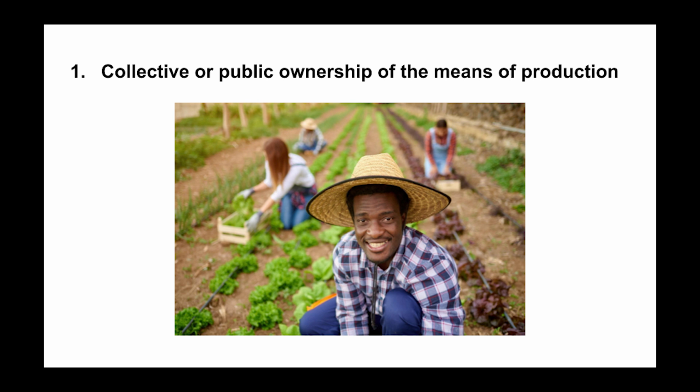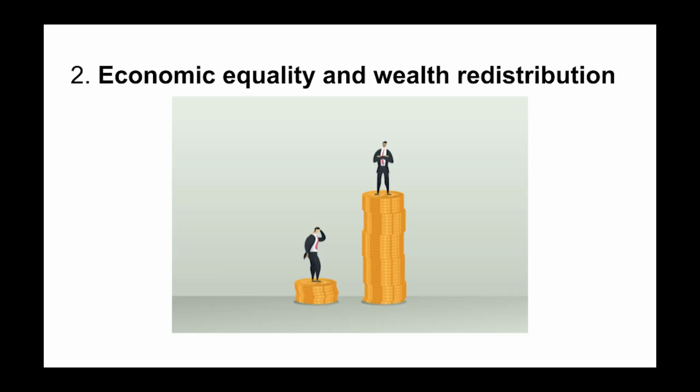The goal is to prevent a handful of private owners from controlling all the factories and natural resources. Instead, society makes sure these assets serve everyone's needs. The second principle we'll be looking at is economic equality and wealth redistribution.